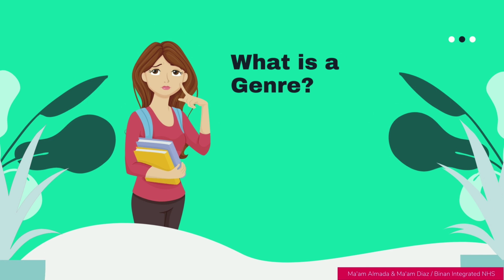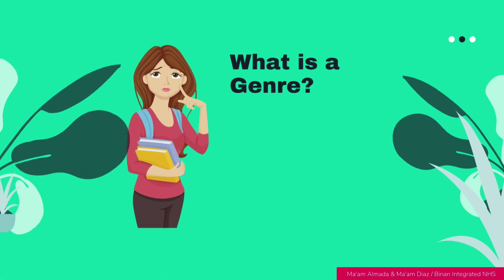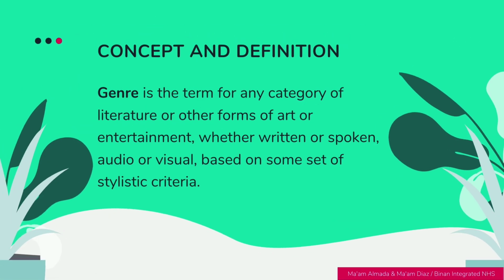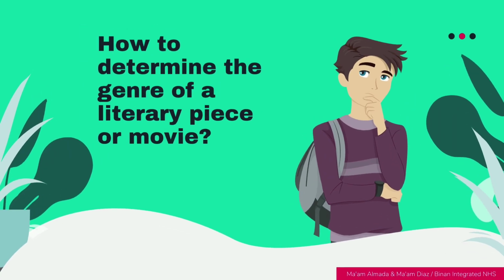What is a genre? Genre is the term for any category of literature or other forms of art or entertainment, whether written or spoken, audio or visual, based on some set of stylistic criteria. How to determine the genre of a literary piece or movie?